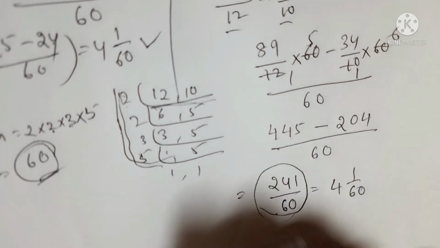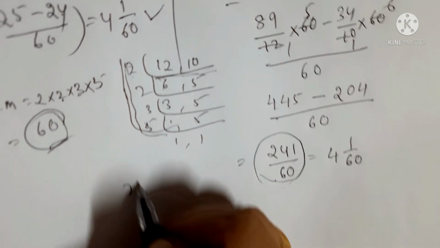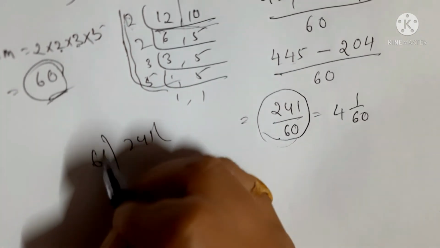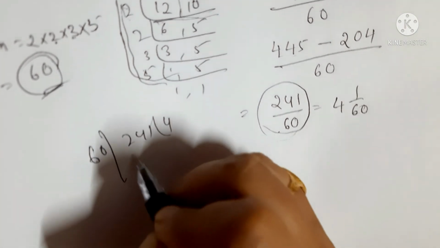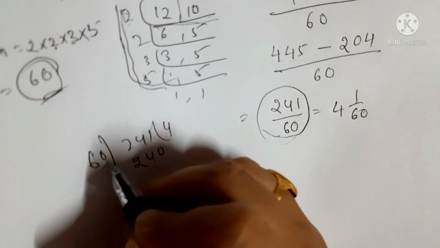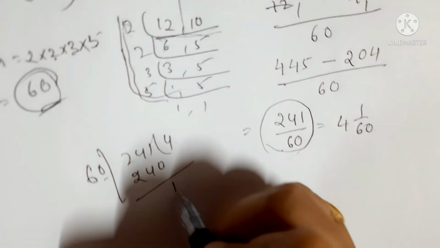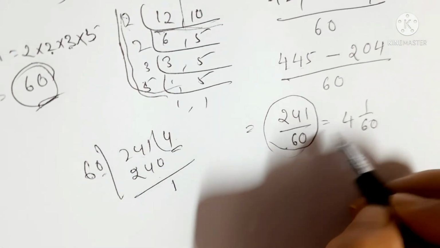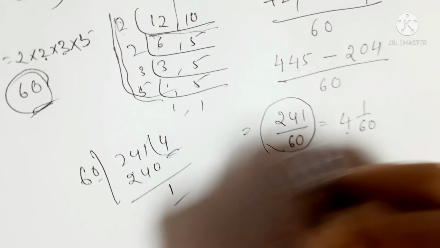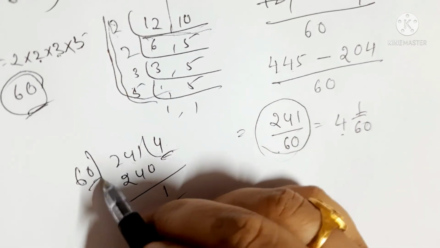How? Let us check once. 241, 6 fours are 24, 240. Now remaining here it is 1. What will you get? 4 1 upon 60.